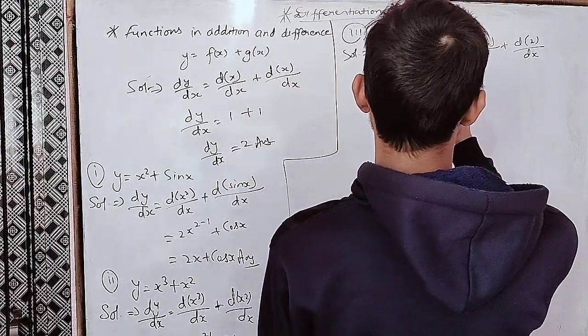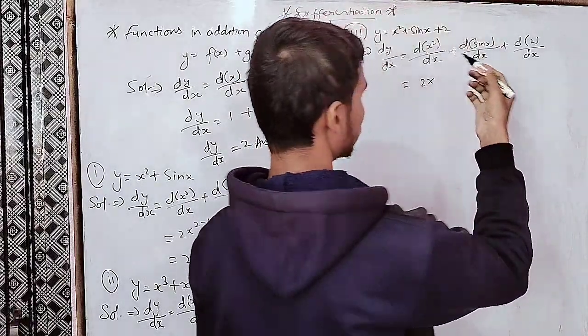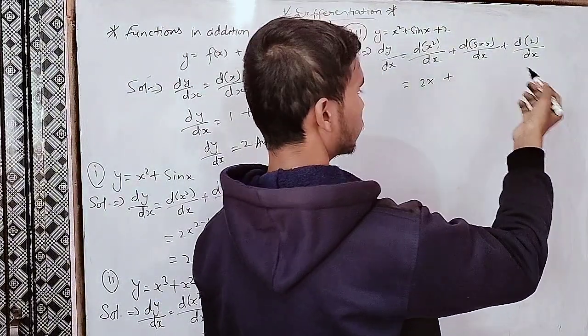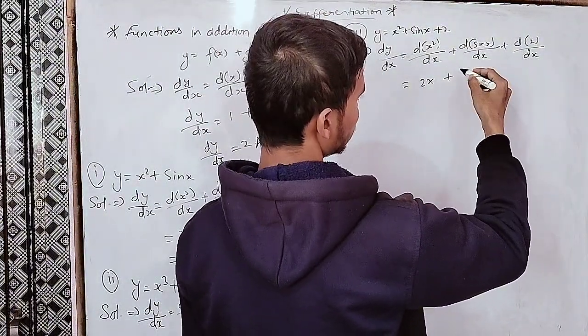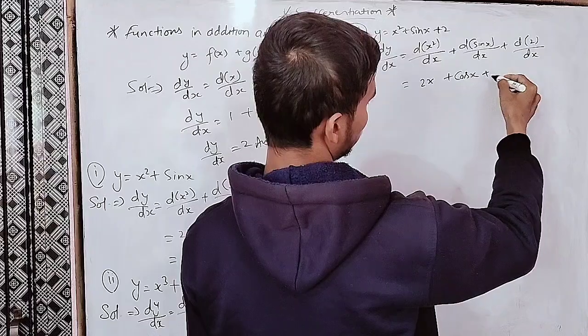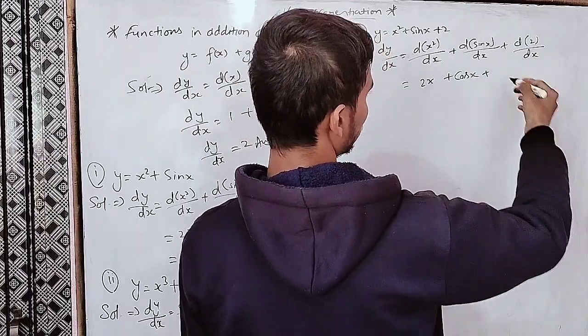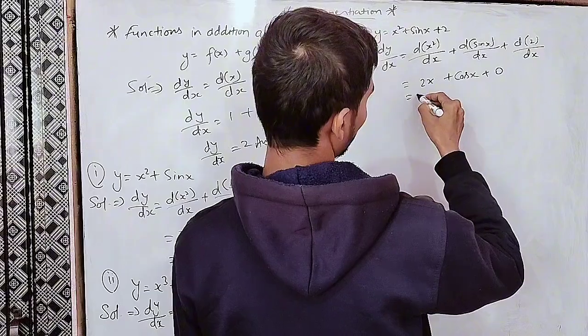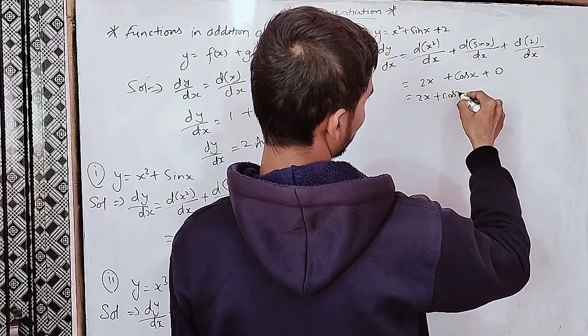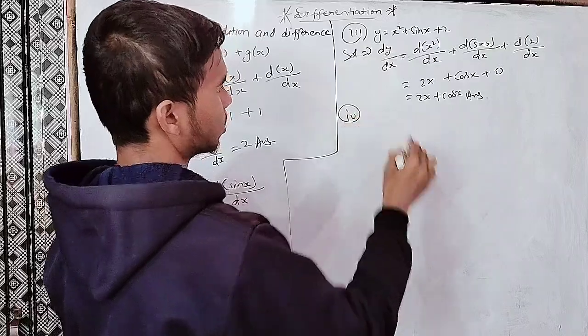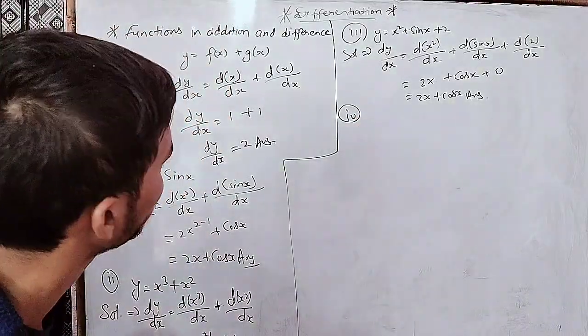So the differentiation of x square will be 2x. Then the differentiation of sin x will be cos x. Then it is a simple number, a constant, which means 0. So 2x plus cos x. This is the answer.